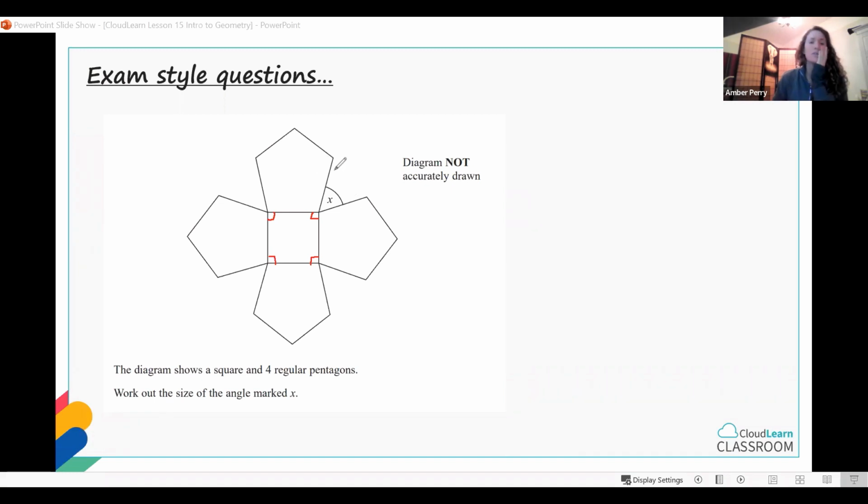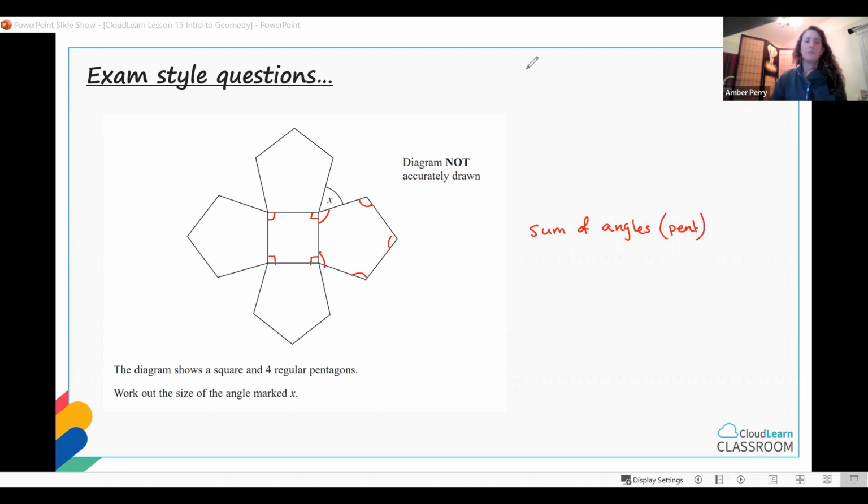Okay, so angles in a regular pentagon, they are all the same. So I know that that's the same as that, and it's the same as that, and it's the same as that, and it's the same as that. So if I know what the sum of them is, then I can find the individual ones, okay? How do I find the sum of the angles in a regular pentagon? Pentagon has 5 sides.